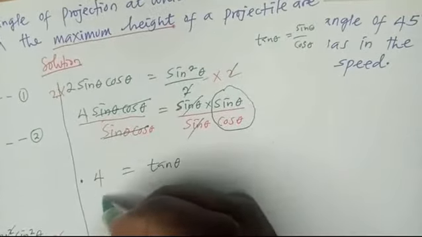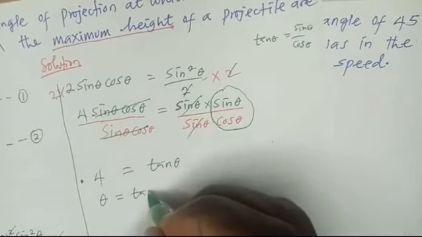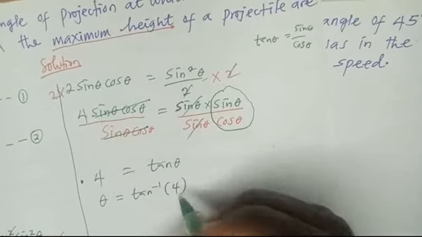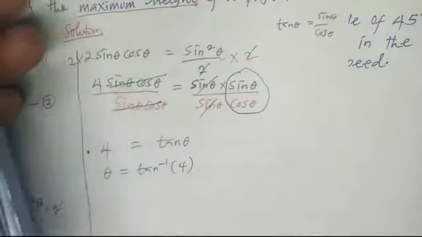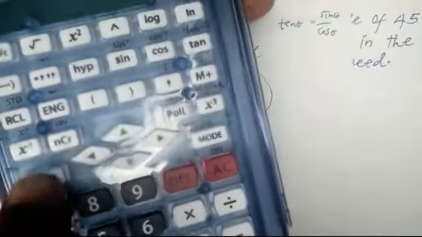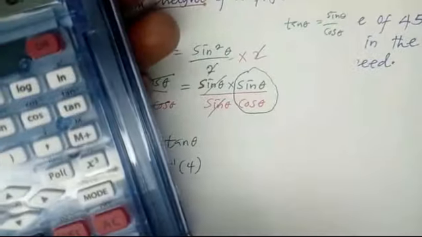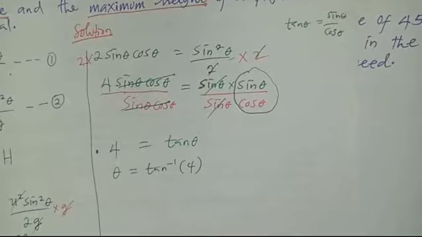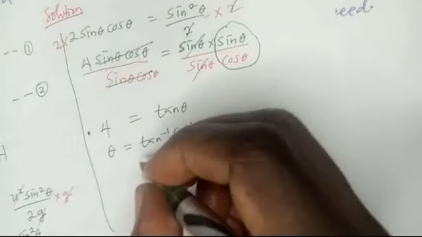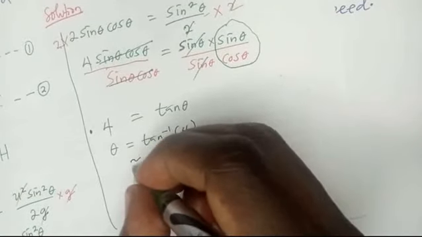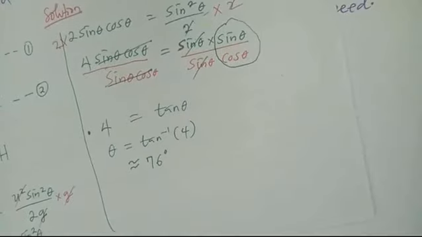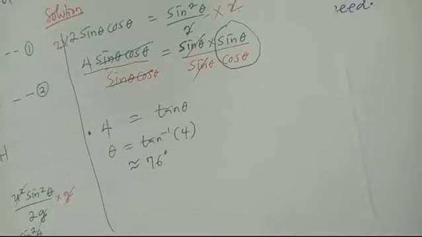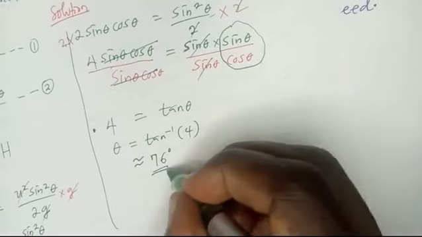Now I can get my theta and say my theta is tan inverse of 4. So I press my calculator. To get tan inverse of 4, you press shift first, then you press tan, then you press 4, then you press the equals sign. Your answer, correct to the nearest degree, will be 76 degrees, because this is 75.96 something, so approximately 76 degrees.